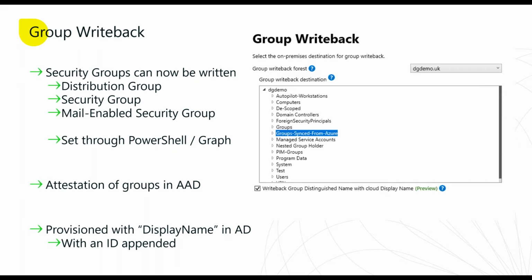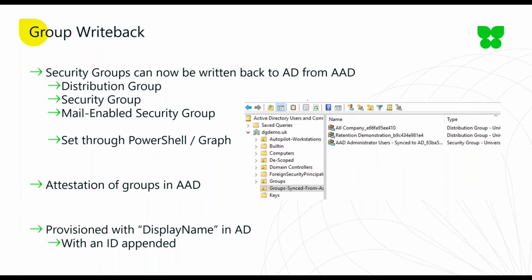When I then turn on Azure AD Connect and run it through a sync cycle, I can then see that groups are added to the relevant container inside AD with a name that at least starts off as something that's intelligible. So all company, retention, AAD administrator users. And you can see that that makes things easier to understand. And because the group type is now something we can set, it becomes much more functional inside Active Directory.